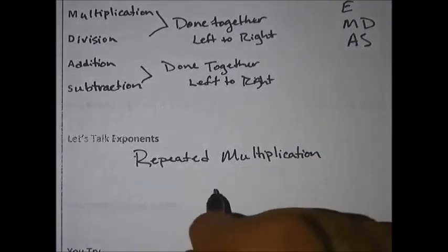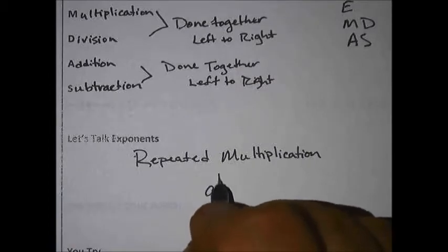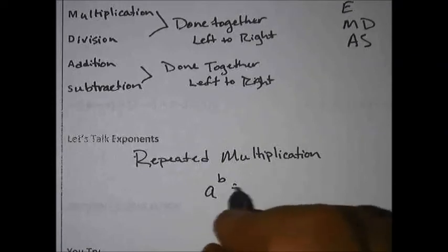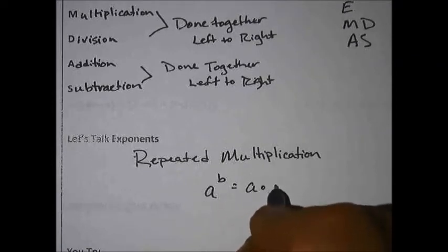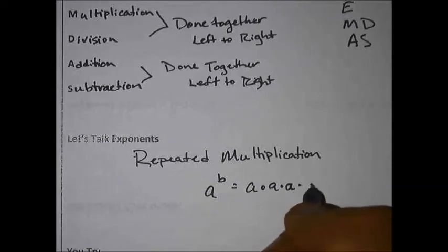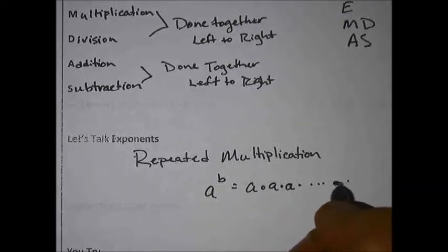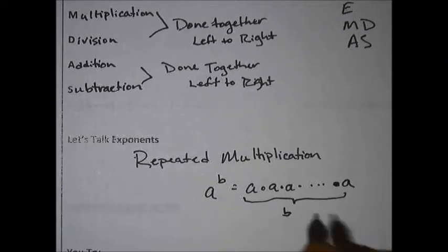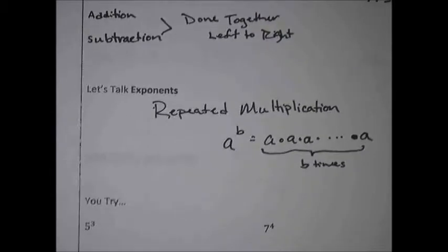So exponents, if I have something that says a to the b power, or a to the power of b, or whatever it may be, I'm just going to look at multiplying a times a times a, and so on. There will be a times a at the end. And this happens just like multiplication, b times. So you'd write it out until you're left with b a's out there. Okay. Let's go ahead and try a few. Let's see what it looks like.